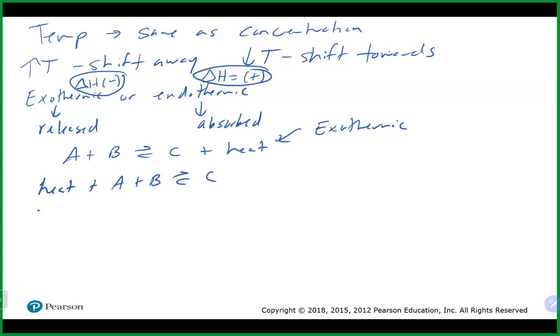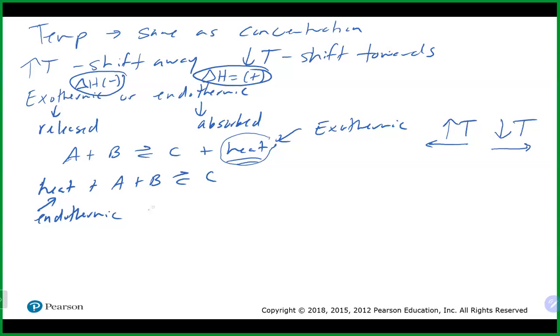So if we were to increase the temperature of an exothermic reaction, that would be like adding more heat and energy to the product side. So it should shift away, and it would shift to the left in this case. If we removed heat and energy from an exothermic reaction, that would be like creating a hole over here on our product side, and it would shift towards the product side.